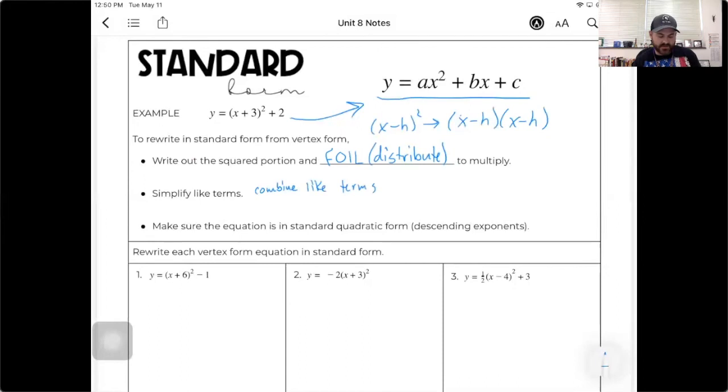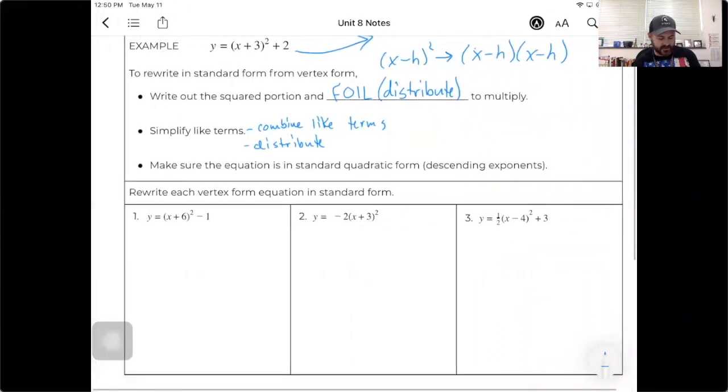And we're also going to distribute if we need to. All right, we might be doing some distributing in this step as well. And then make sure the equation is in standard quadratic form. That means we start with our x squared, then our x in the middle, and then our non-x term at the end. Okay, so let's try some examples.